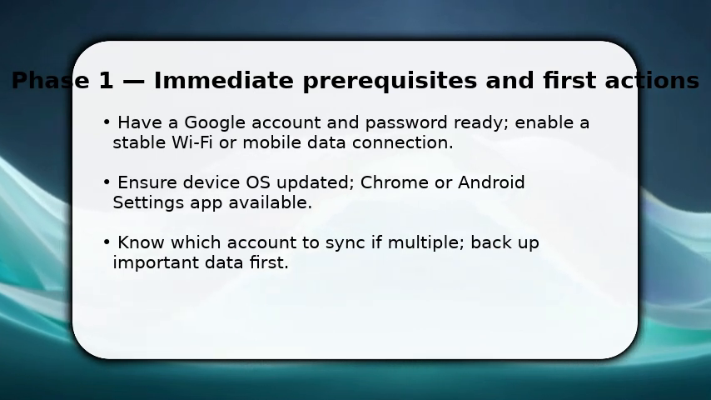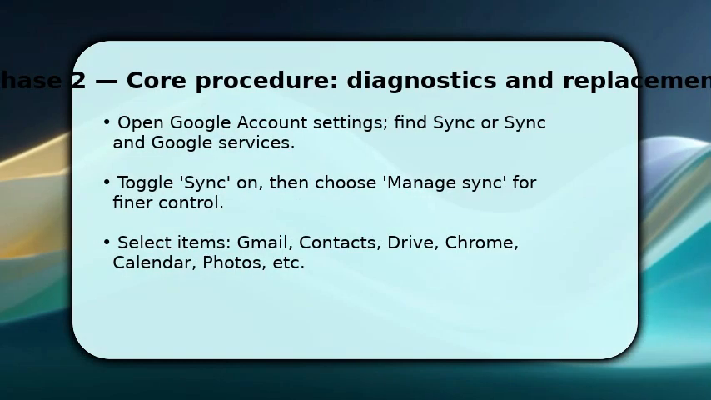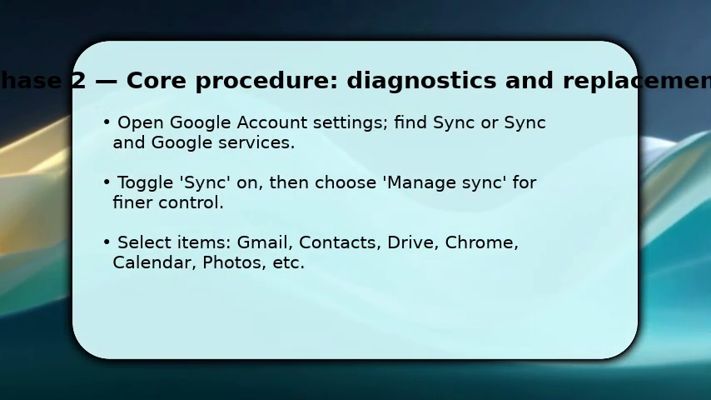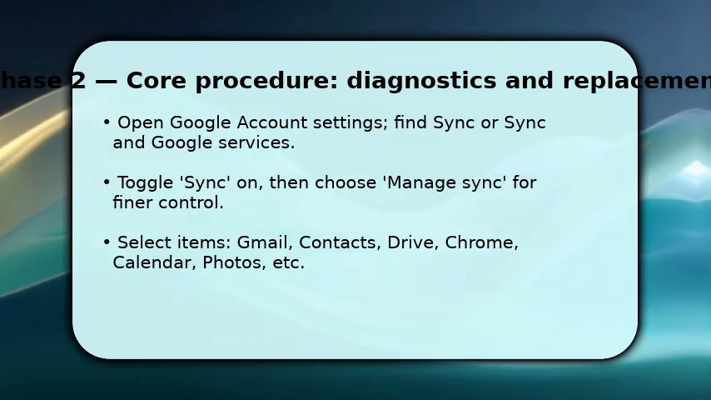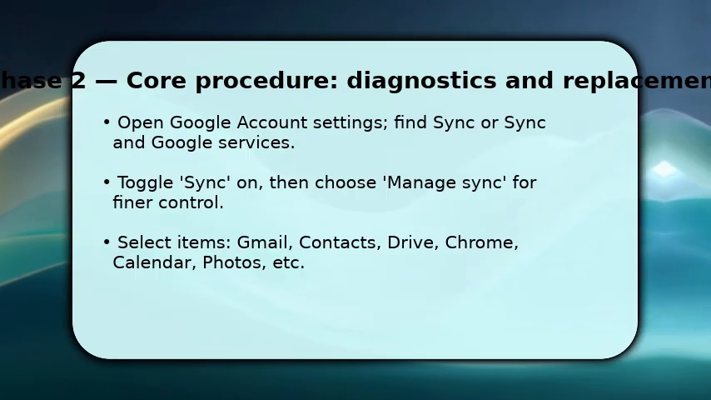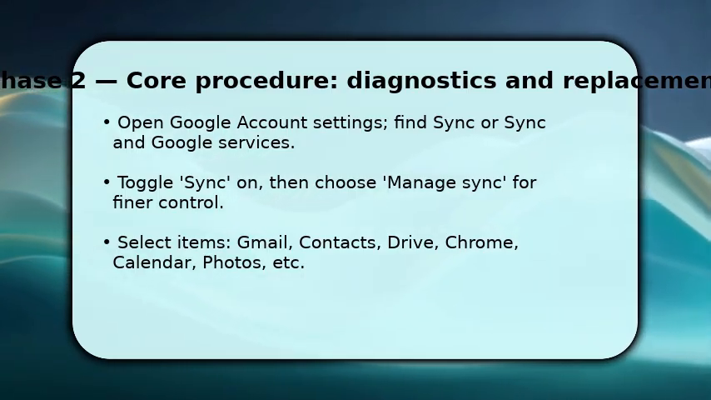Now focus on enabling and customizing sync. In Account Settings, tap Sync or Sync in Google Services. Toggle the main sync switch on. Then choose Manage Sync to control specific data types. This saves bandwidth and privacy. Select Gmail, Contacts, Calendar, Drive, Chrome, and Photos as needed.